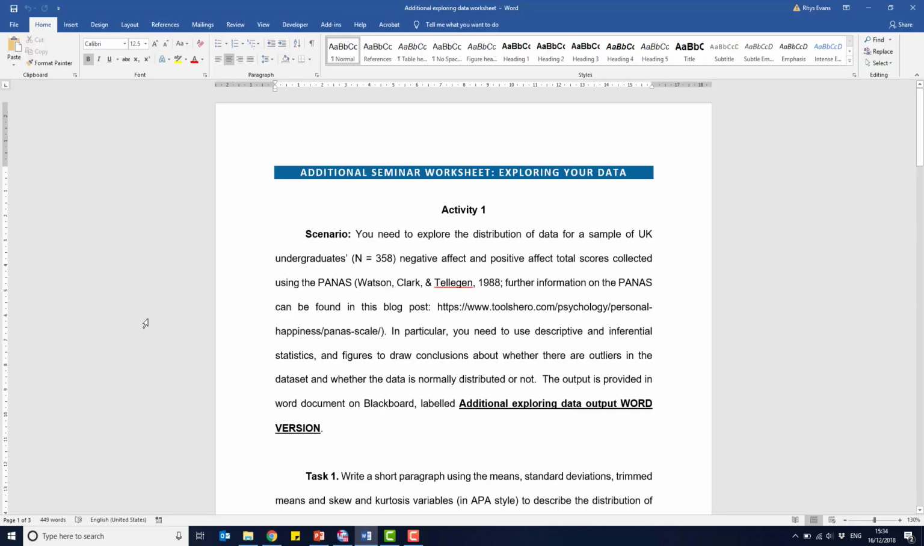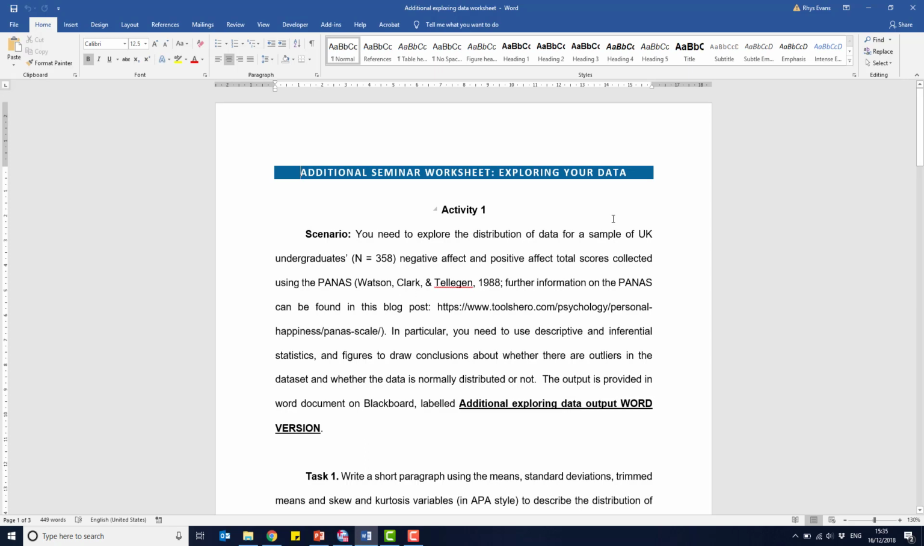In this additional seminar activity, we are going to be using the same data set as before, which was for a sample of UK undergraduates, where we were looking at negative and positive affect. But this time, rather than looking at the whole sample, we're going to follow the same steps again, but splitting our sample up by gender. So we want to look at the distribution of male participants' and female participants' data on positive and negative affect.